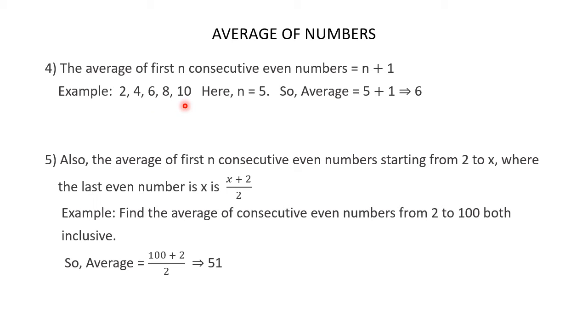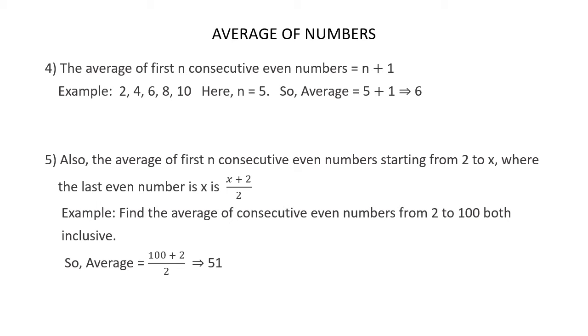Here there are only 5 numbers, so it's easy to count the numbers and find out the value of n. But supposing there is a large number of even numbers whose average you have to find out, then use the formula x plus 2 divided by 2. The average of first n consecutive even numbers starting from 2 to x, where the last even number is x, is x plus 2 divided by 2. So if there are n consecutive even numbers starting from 2 to x and x is the last even number, then the average is x plus 2 divided by 2.